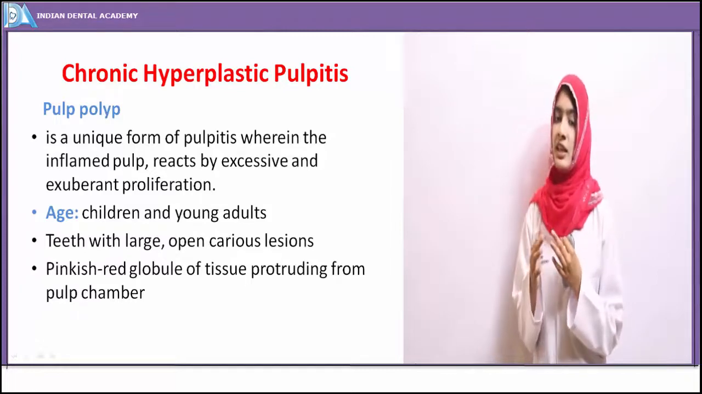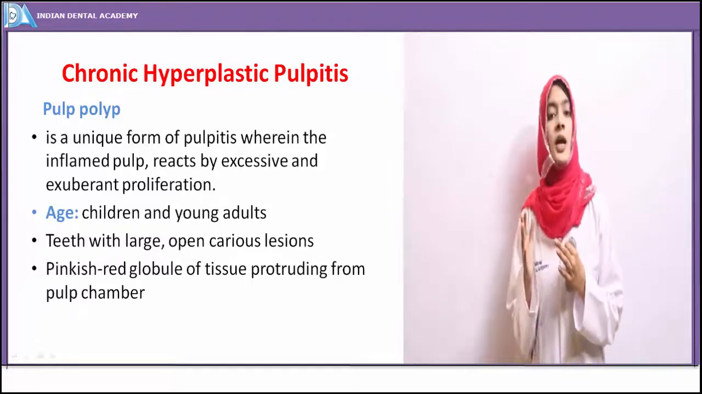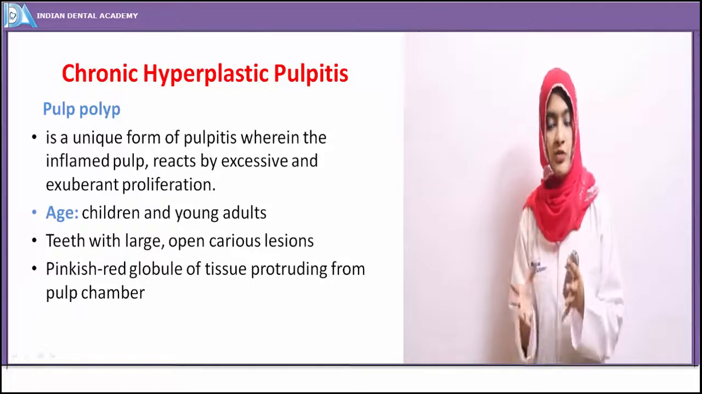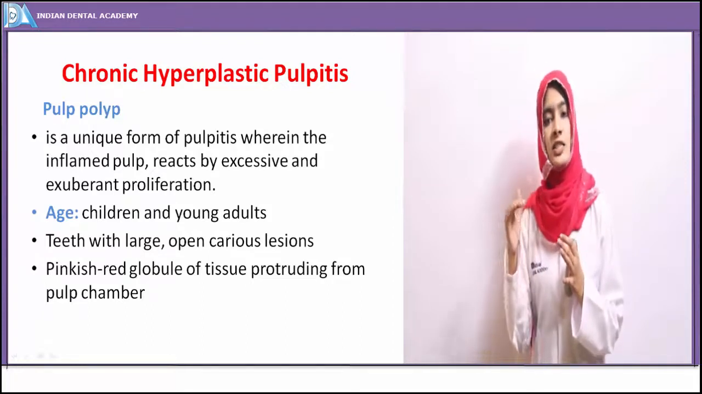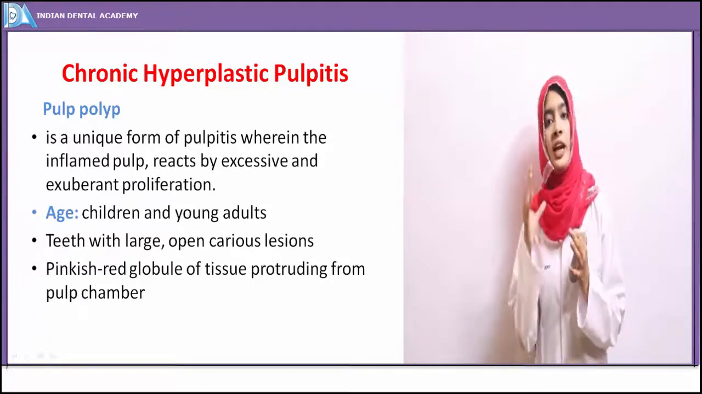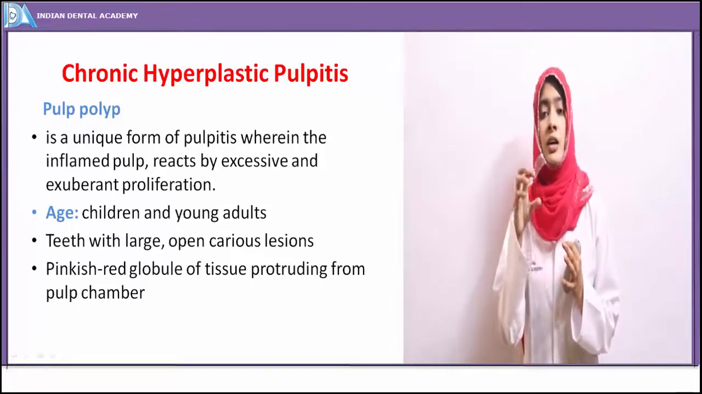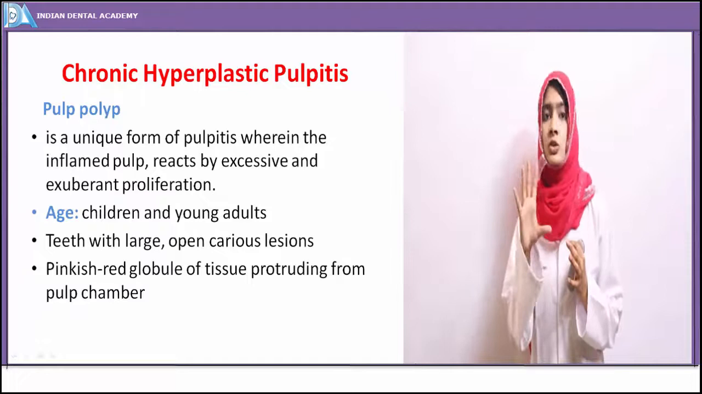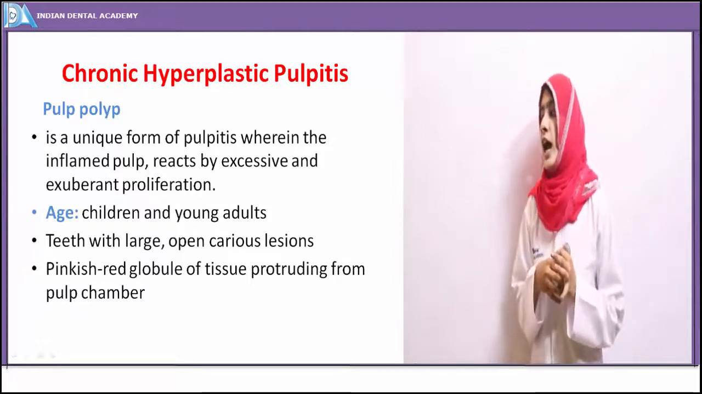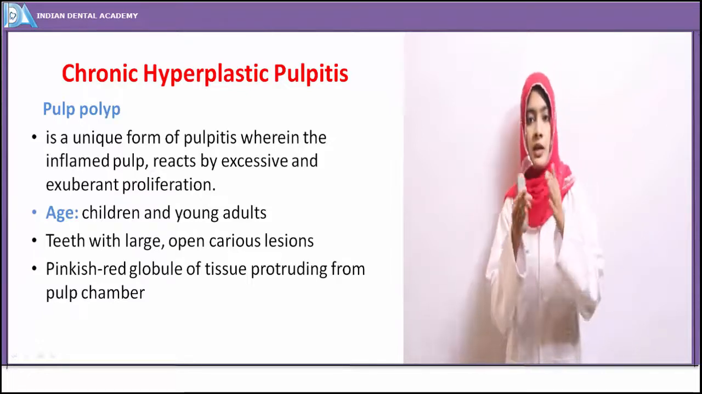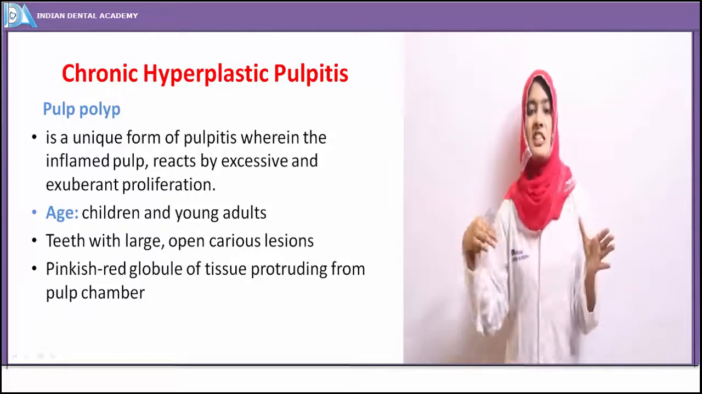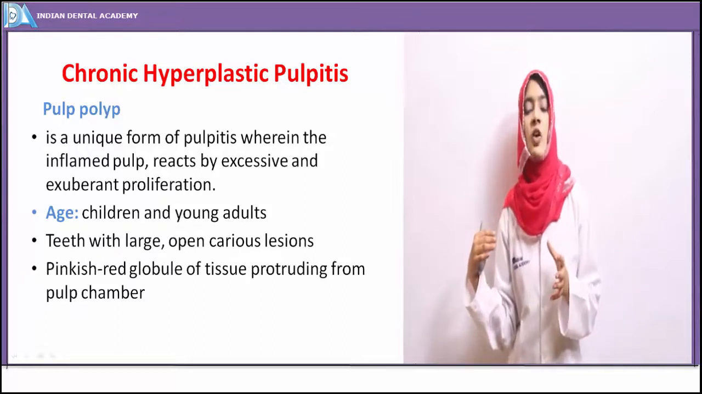Okay, when we see the clinical features of this pulp polyp, because this is a proliferative reaction, it is more commonly seen in children and young adults, who show greater tissue resistance and reactivity, and who have greater blood vessel stimulation, leading to proliferation of the tissue. And clinically the teeth have a large carious lesion. Again, deep dentinal caries involving the pulp is present.